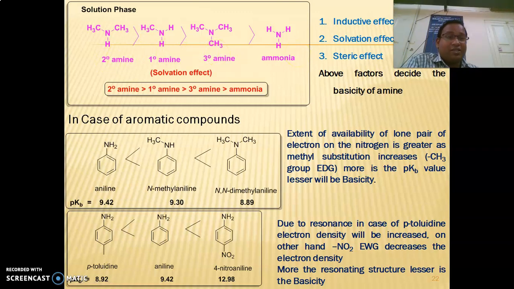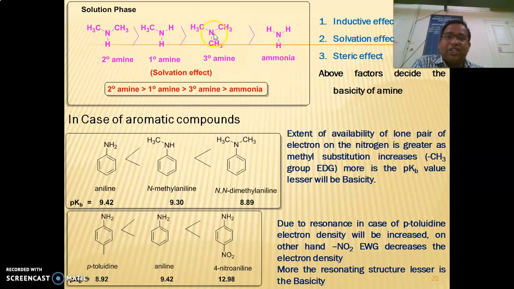You would have asked, sir, will the inductive effect and hyperconjugation effect not affect this? Yes, they do, but along with that, in the solution state, hydrogen bonding, the solvation effect and steric hindrance matter. If the steric hindrance is greater, the energy will be very high. If the energy is very high, the molecule will be unstable, and the conjugate acid will be less stable. The lesser the stability, the lesser the basicity.